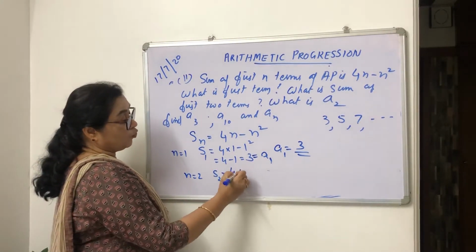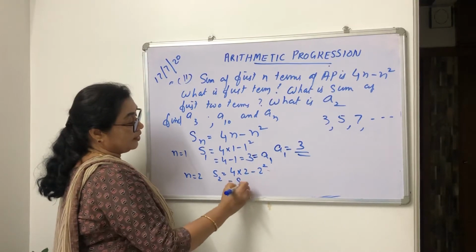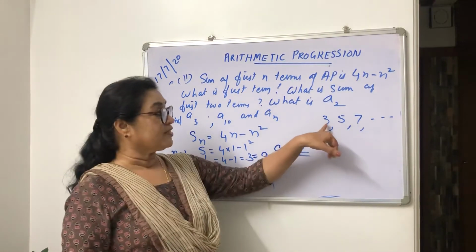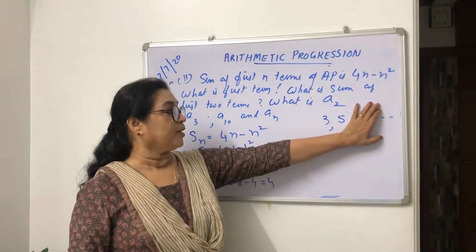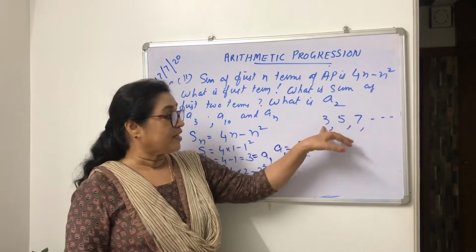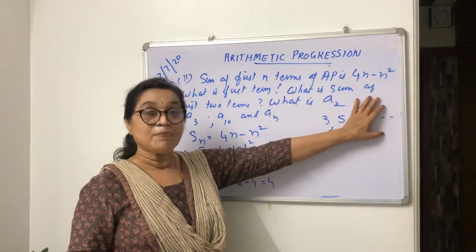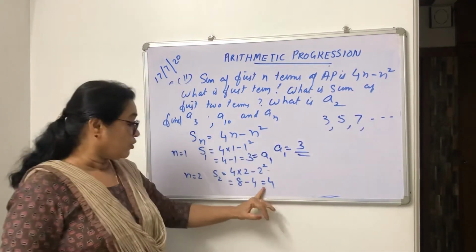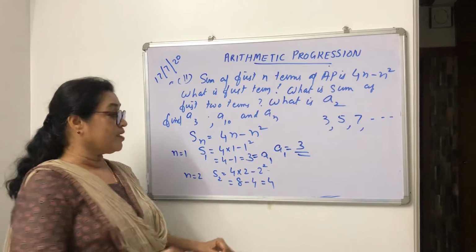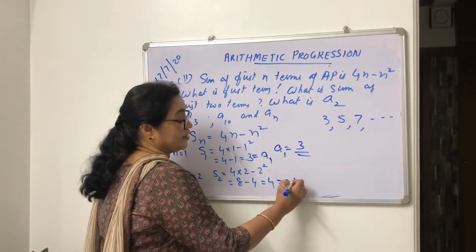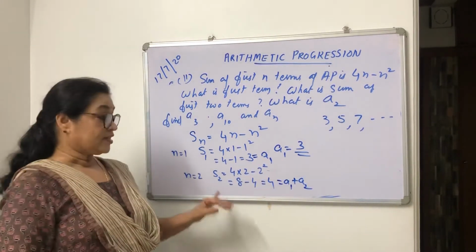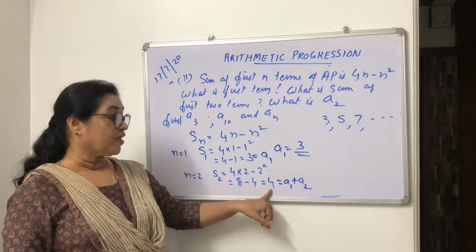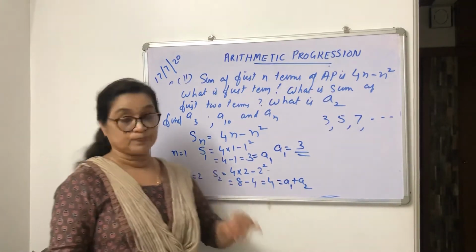Now I take n equal to 2. S2 is 4 into 2 minus 2 squared. 8 minus 4 is 4. Sum of two terms is A1 plus A2. What is the sum of two terms? Here 3 plus 5, this is A1, this is A2. A1 plus A2. Here also S2 means that will be A1 plus A2. Sum of the first two terms, that is A1 plus A2. The value of A1 plus A2 you got 4.